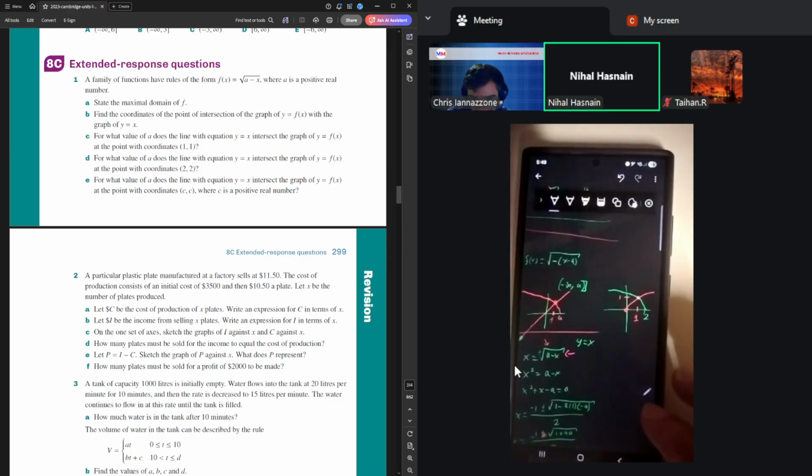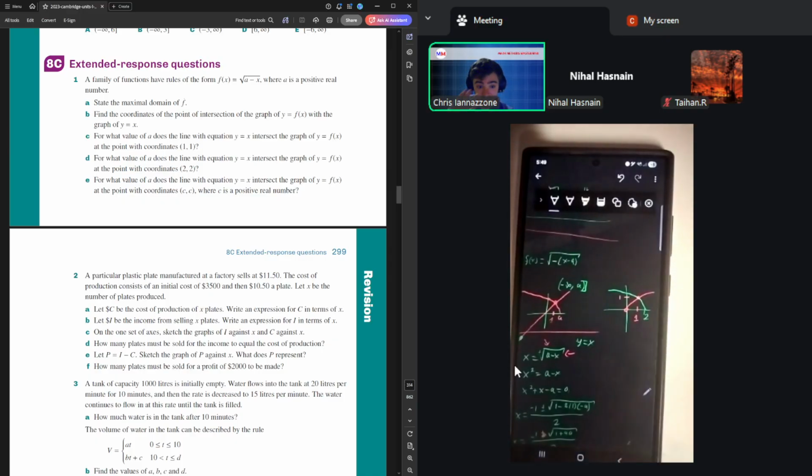Okay, this brings me to another question. If the question does not specify how we need to solve it, can we just solve it any way as long as it gives us the right answer?